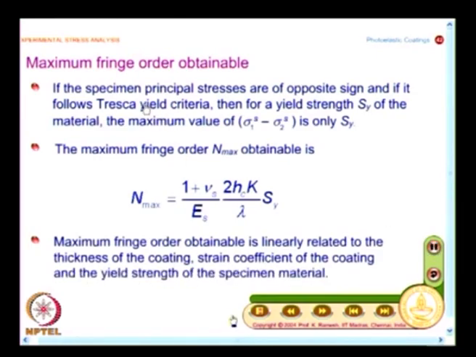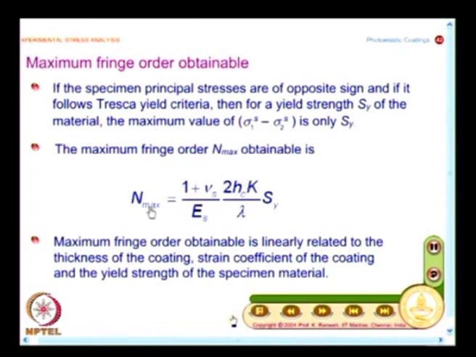So, what you have here is essentially we are going to get sigma 1 s minus sigma 2 s. Suppose I consider that these principal stresses are of opposite sign, and suppose the material follows the Tresca yield criterion, then for a yield strength Sy of the material, the maximum value of sigma 1 s minus sigma 2 s is only Sy. So, from this, if I go back and find out the expression for the principal stress difference, recast that expression.